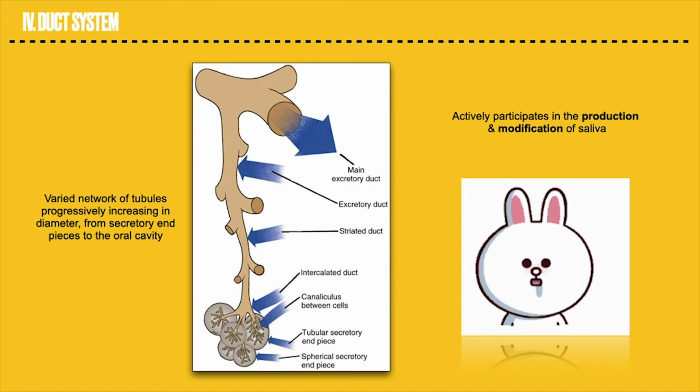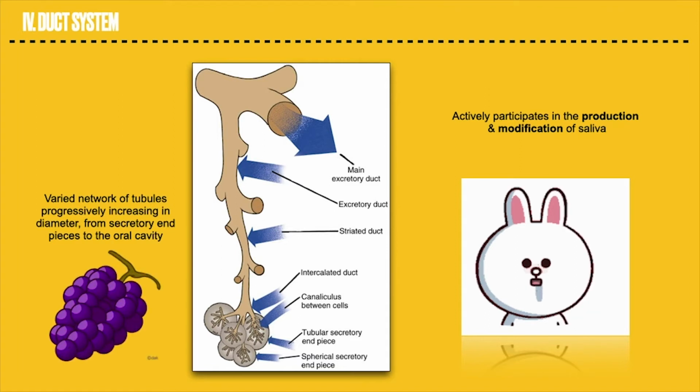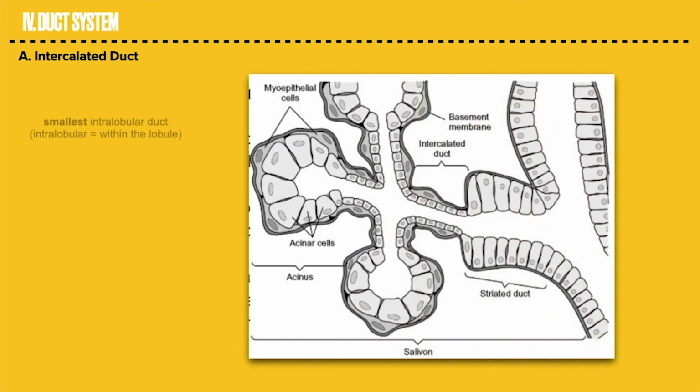The structure of the salivary glands can be likened to a bunch of grapes. Grapes are the secretory end pieces, and the stem or branches are the ducts. There are 3 classes of ducts, each with differing structure and function. First is the intercalated duct. It is the smallest intralobular duct. It drains the acinus of the salivary gland. This is where the saliva from the secretory end pieces first passes through.